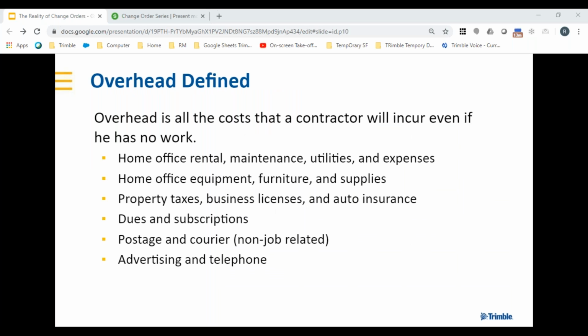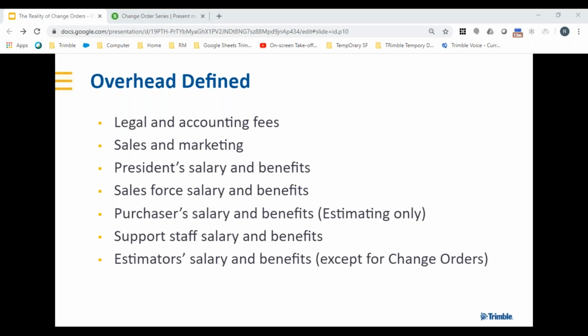Defining the overhead. Overhead, quite frankly, as we mentioned, is the elements of cost that we would have if we had no work. So these are some of the examples of those things. There's different variations depending on that, but simply put, that's what we're looking at. So legal accounting fees, the president's salary, a sales force, possibly an estimator to estimate those if the owner's not doing that for themselves to get work.